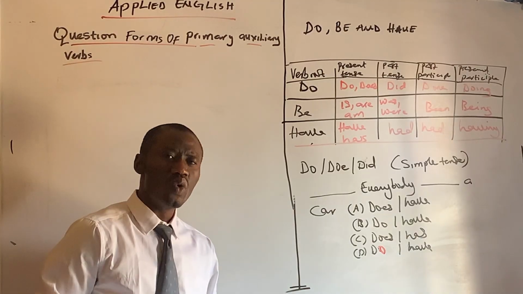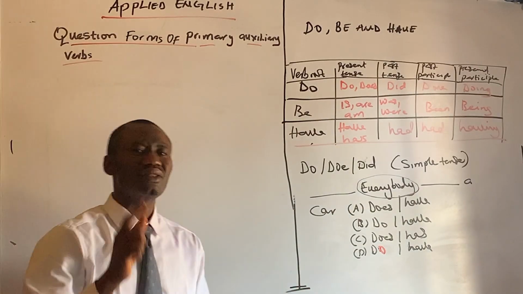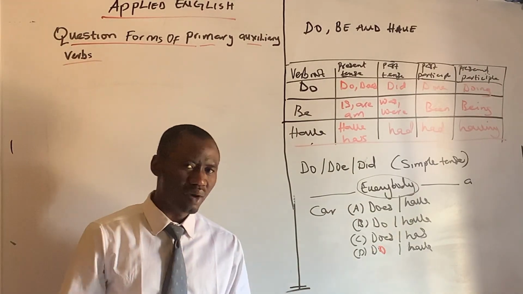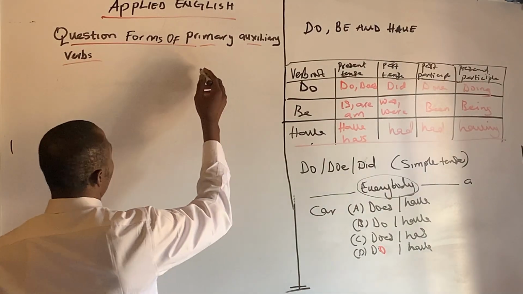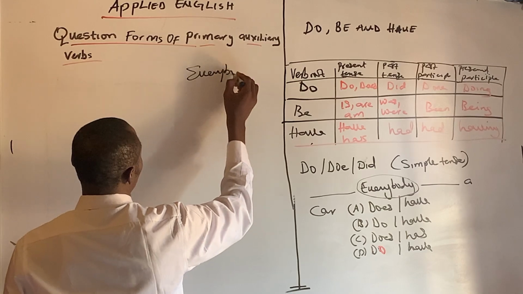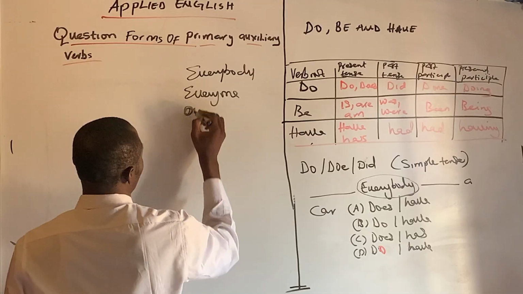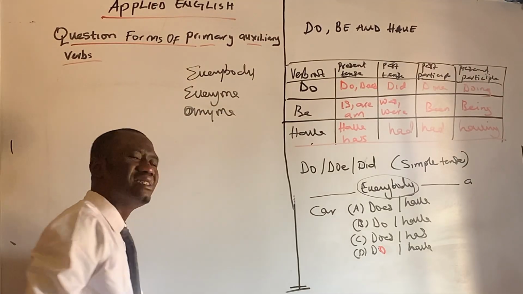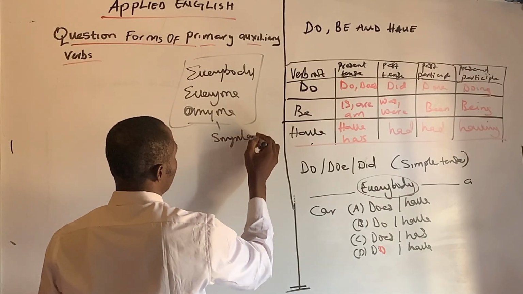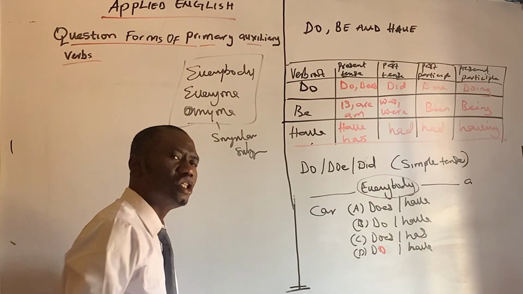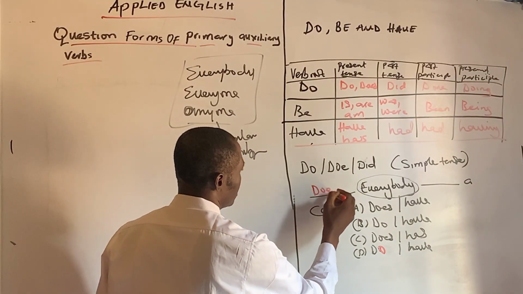Now, in the rule of concord, everybody is seen as a singular subject. Everybody, everyone, anyone is seen as a singular subject. Let me give you the list: everybody, everyone, anyone is seen as a singular subject. So it should attract a singular verb. So the first verb that will be here is does.